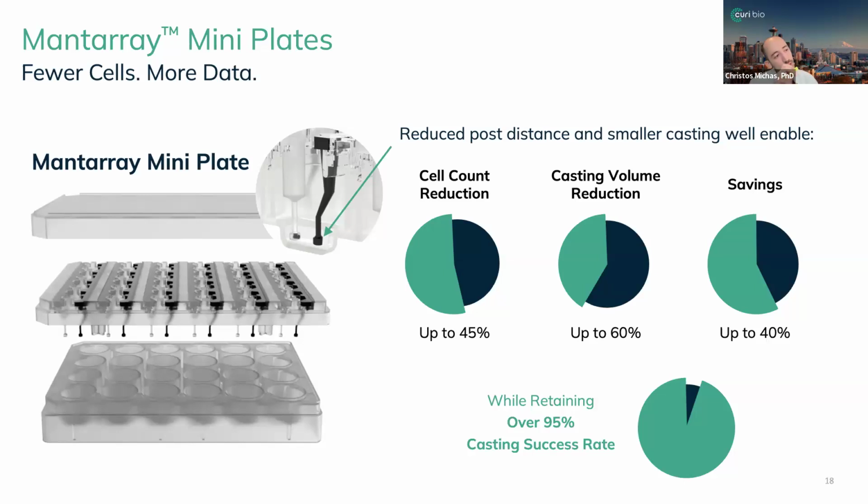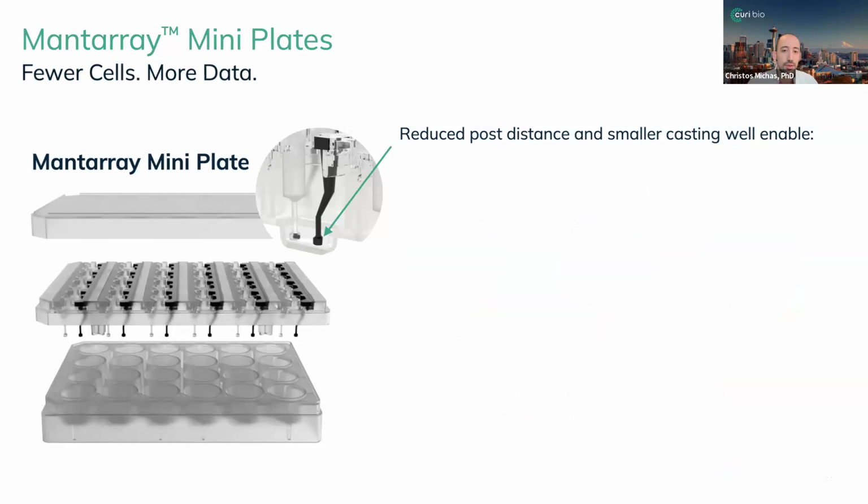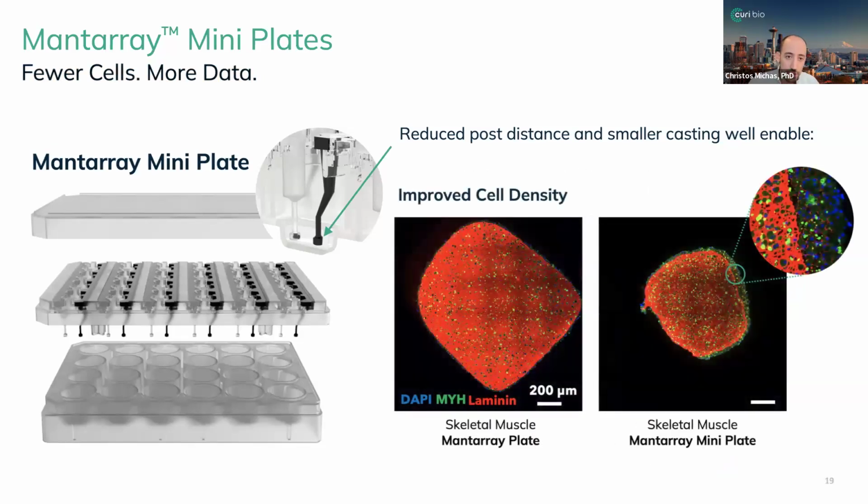If you take a moment and look at the numbers more carefully, you will notice that the cell count reduction is a little bit smaller than the casting volume reduction. And so that effectively means that you're going to end up with denser tissues that are one step closer to replicating a tighter packing between the myotubes. So on the left, you have the skeletal muscle in the Mantarray plate, and on the right, a skeletal muscle in the Mantarray Mini Plate. And you see that the green dots, which stand for myosin heavy chain, and therefore the myotubes, are much denser in the Mantarray Mini Plate.